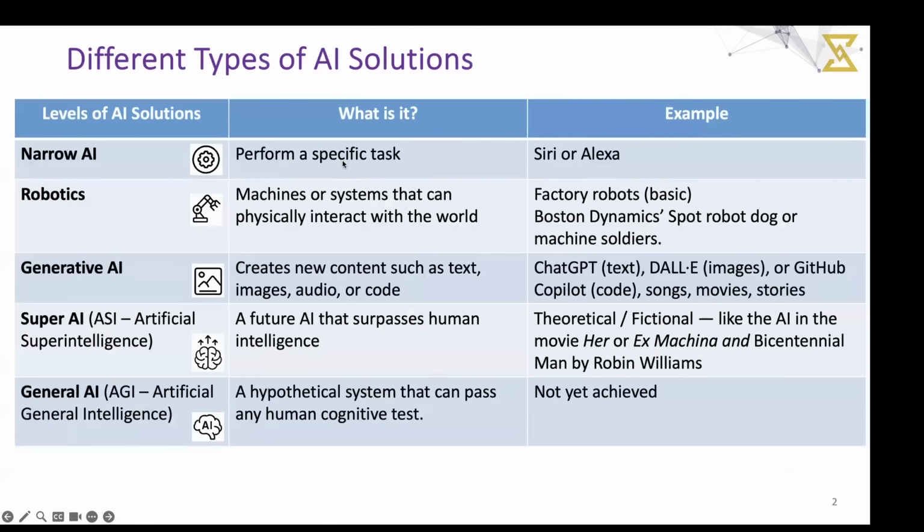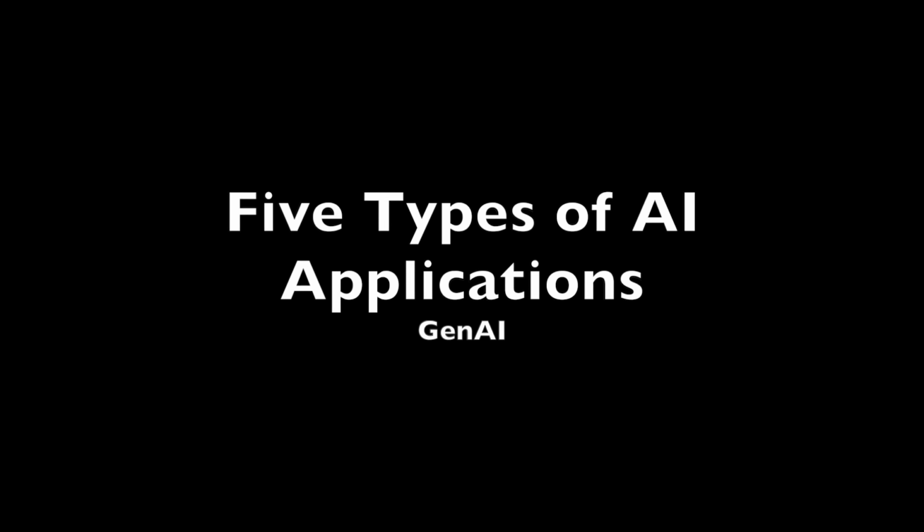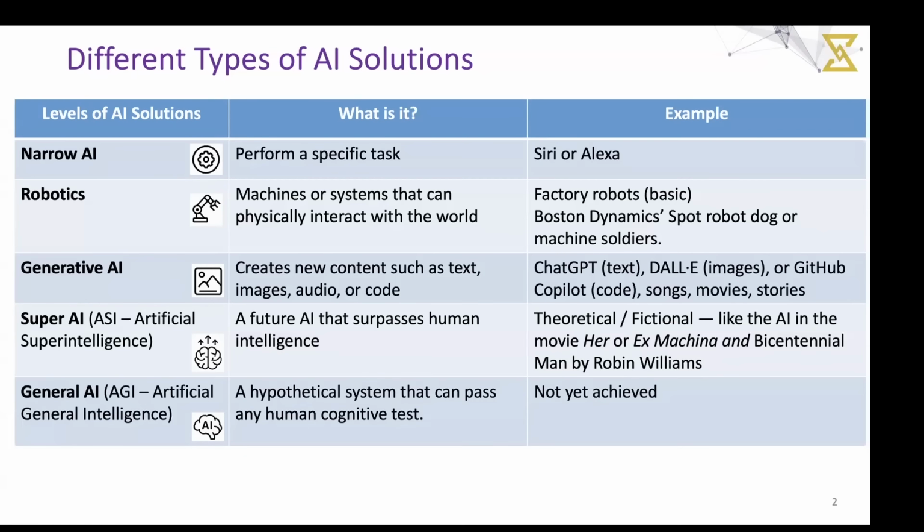In the first session that we conducted, we talked about the different types of AI solutions that we have. There are 5 different types of AI. The first type of AI solutions is called narrow AI. They are designed to perform very specific tasks, right? We have all heard of Siri and Alexa. Those are examples of narrow AI.